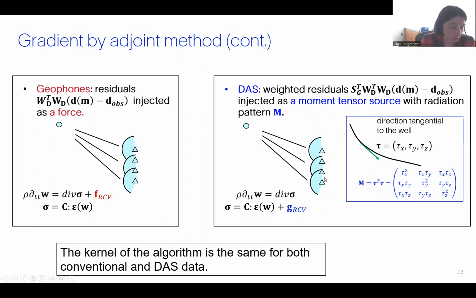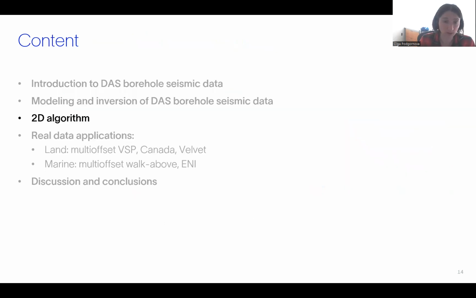So what I want to say by that is that if you have FWI formulated for conventional measurements, it is not a big deal at all to change it to strain measurements. It requires just a modification of the backward propagated source radiation pattern, and that's it.